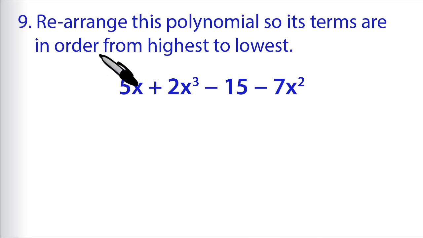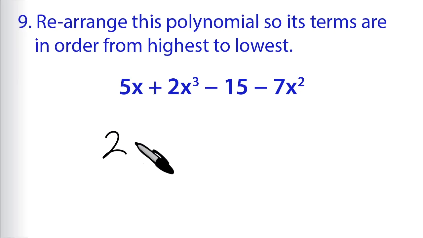For problem 9, rearrange this polynomial so its terms are in order from highest to lowest. All right, so the first thing we should do is figure out what the highest degree term in this polynomial is. This is a degree of 1. This is a degree of 3 right here. This is a degree of 0. This is a degree of 2. So 3 is the highest degree, so 2x cubed.